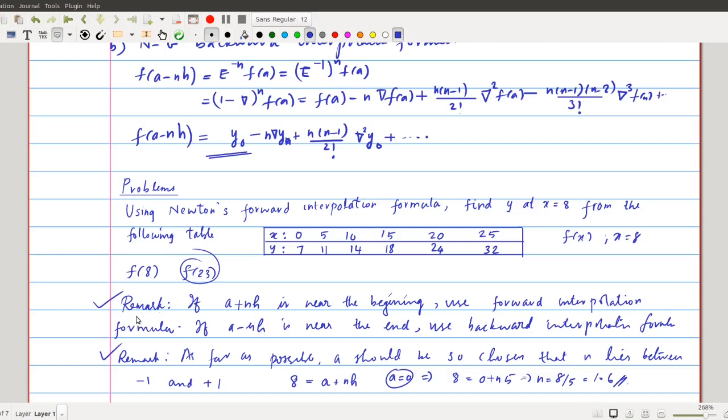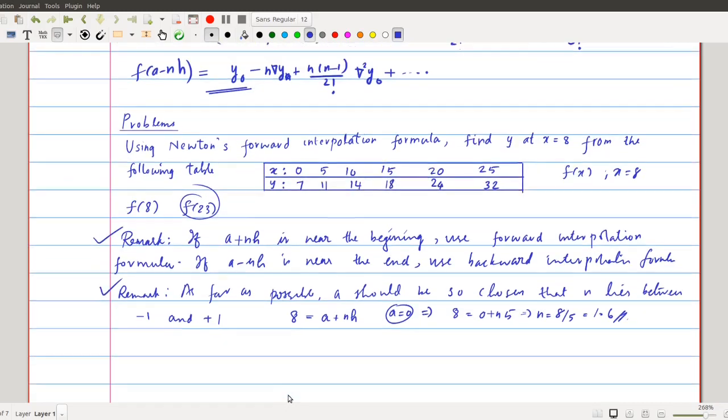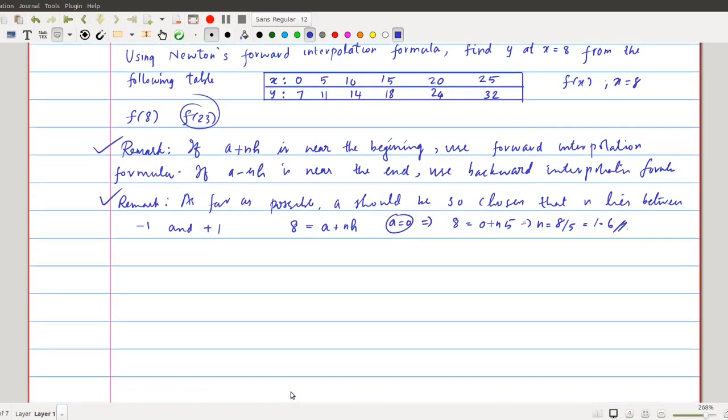I'll conclude with two remarks again. If the value of this x is at the beginning of the interval, then you choose a plus nh to compare with this 8. Otherwise you take a minus nh to compare with this. So in order to choose the a, you should remember that n should be in between -1 and +1.